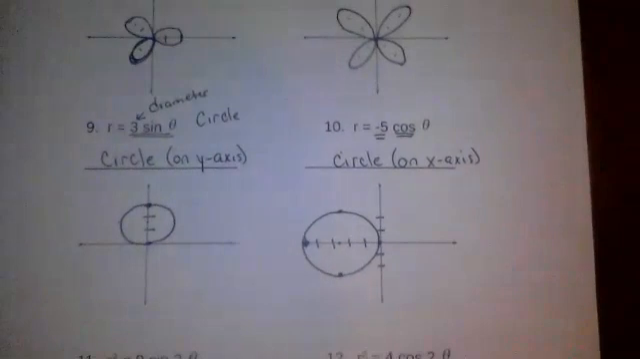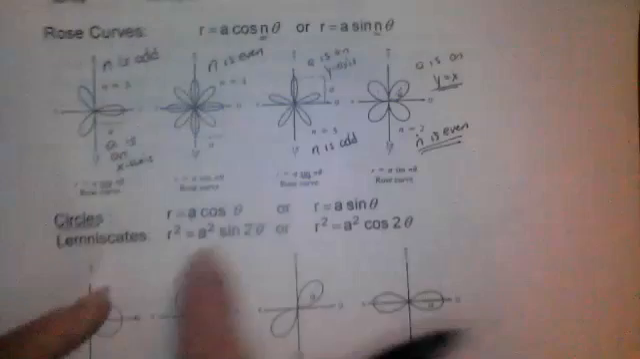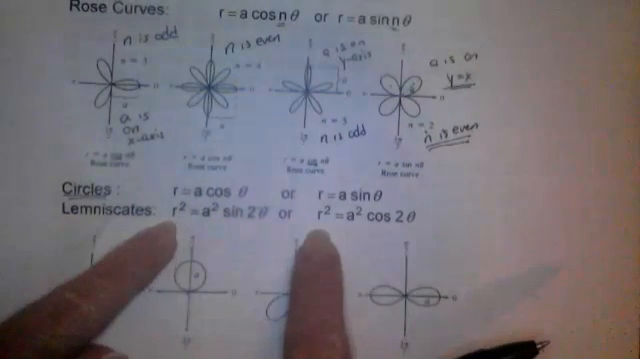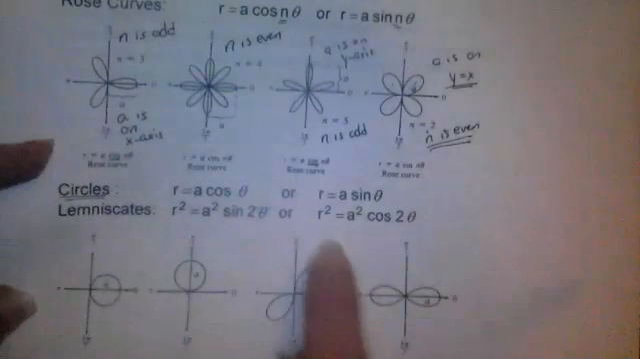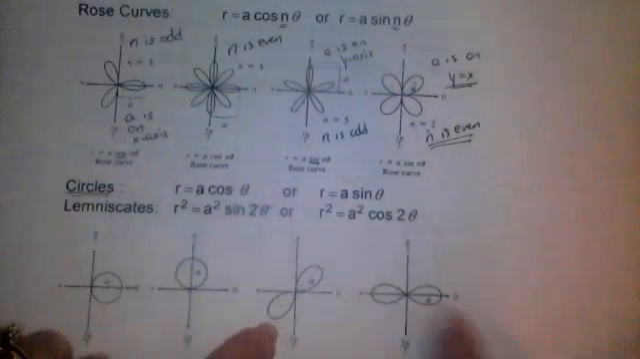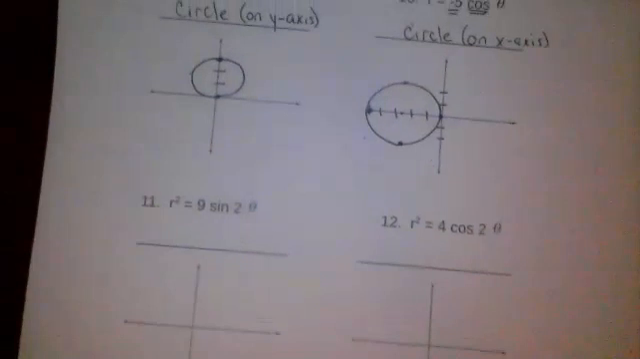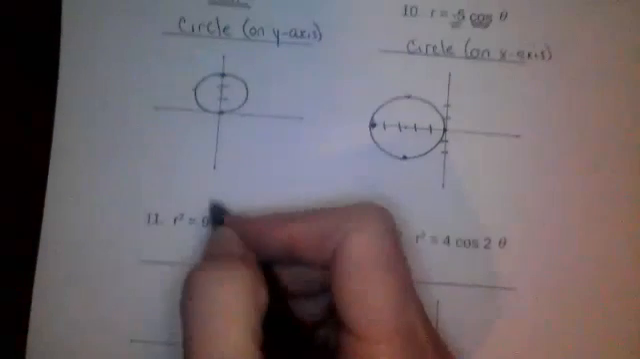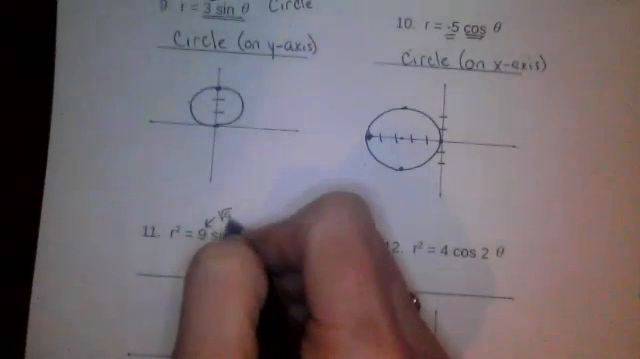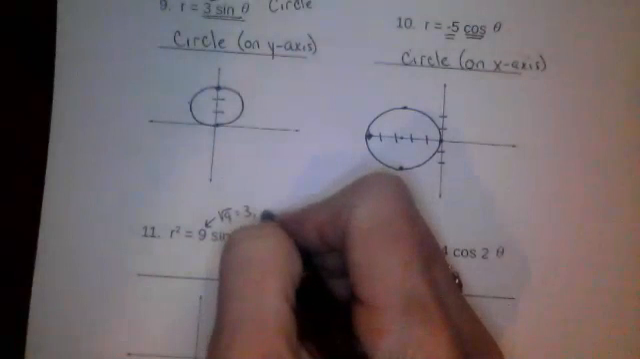Those are pretty simple. All right, these last 2 are the r squared ones, so we're probably going to recognize those pretty quickly as the lemniscate equation. So let's see how these are going to work out for us. Remember, if it's sine, it's going to be on the diagonal. If it's cosine, it's going to be on the x-axis. All right, so here's what we're going to do with those. This number in front, we're going to take the square root of that number, which in this case gives us 3, and that's going to be the length of the petal.